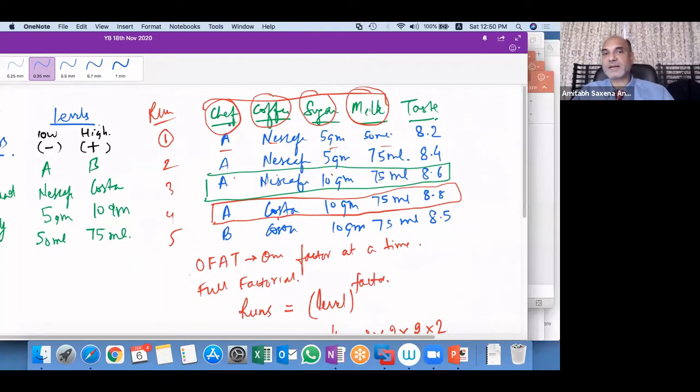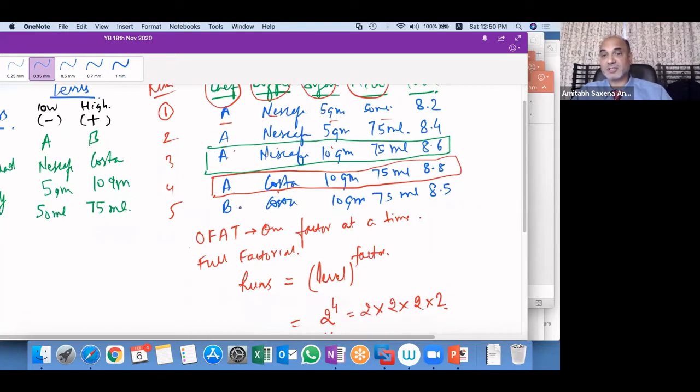So these are the four factors: chef, coffee, sugar, and milk. I can start experimenting with different levels of these factors. So I've chosen Chef A, Nescafe, 5 grams and 50 ml, and I give it to say 10 or 20 people. This coffee is prepared with this combination. We call this a treatment combination, and we find that the taste is 8.2. Then similarly, we move on to the second run, third run. These are known as runs.